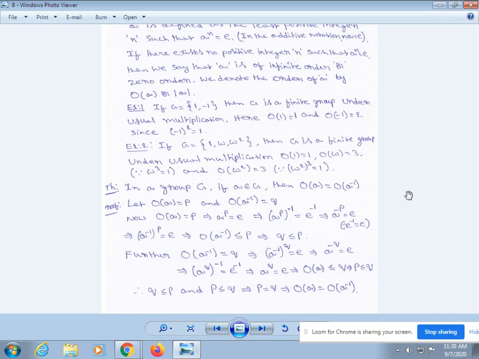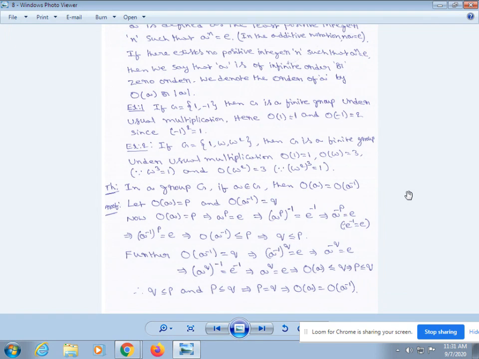That implies a power minus p, which is also written as a power minus 1 whole power p, equals e. That implies order of a inverse is less than or equal to p. That implies q is less than or equal to p. Further, order of a inverse equals q, that implies a inverse whole power q equals e from our definition. That implies a power m whole power n equals a power mn.